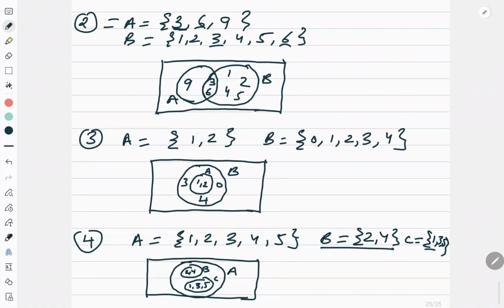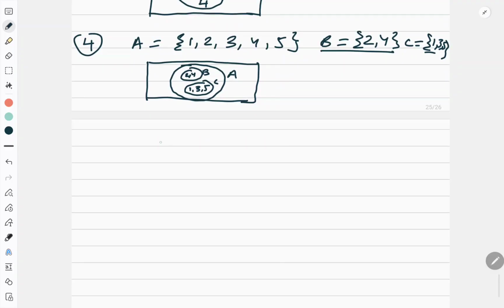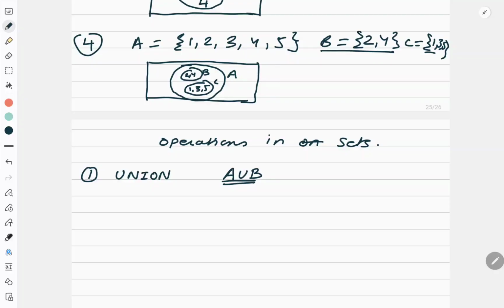Now the next important concept which you need to understand is operations on sets. What are the main operations which we can define on sets? Operation is simply like when you talk about multiplication, division and all that. So in sets, what types of operation are we going to study? Now the very first operation is union. Understand this concept, it is a very important concept. Union is represented by A union B. Like this we write.